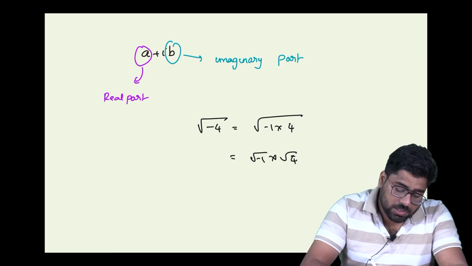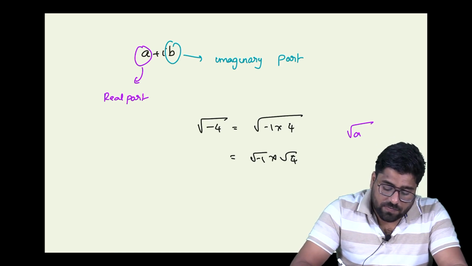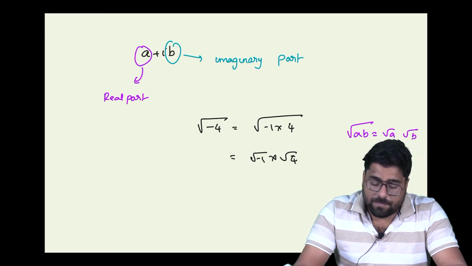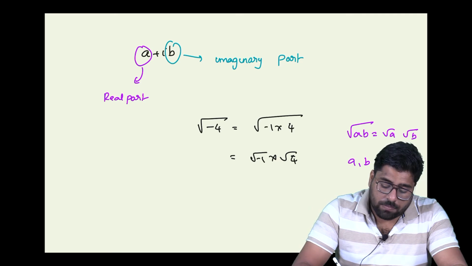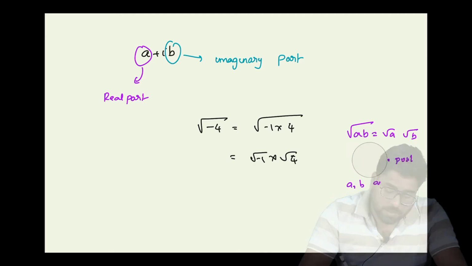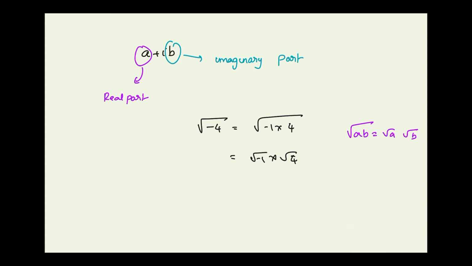This is done using a rule: square root of AB is equal to square root of A into square root of B, when either one of A or B is positive. Either both or one of them should be positive. That is how I am supposed to write it. When both are negative, it is not possible.